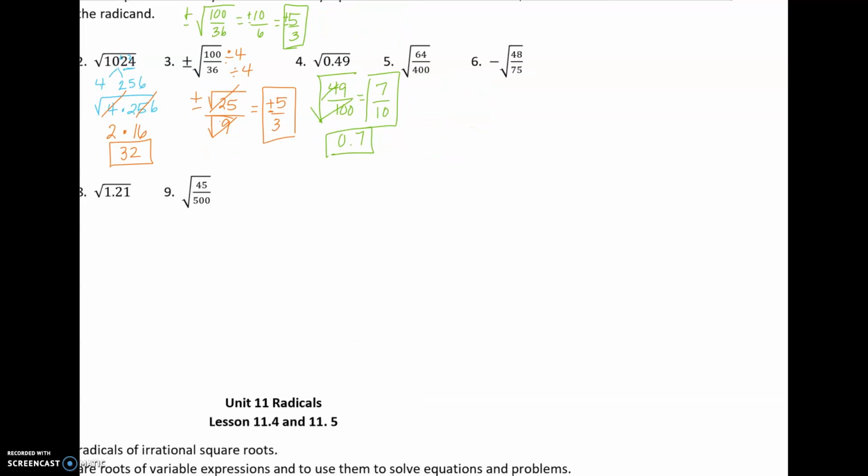All right, and number 5, we have the square root of 64 divided by the square root of 400. I'm going to simplify first. And I know that 16 goes into 64 and it also goes into 400. So that gives me the square root of 4 over the square root of 25. Now I'm going to take the square root of 4. It's a perfect square. 2. The square root of 25. It's a perfect square. It's 5.